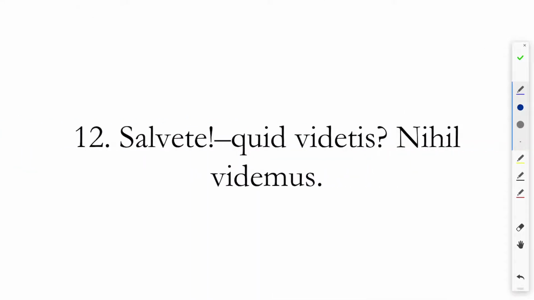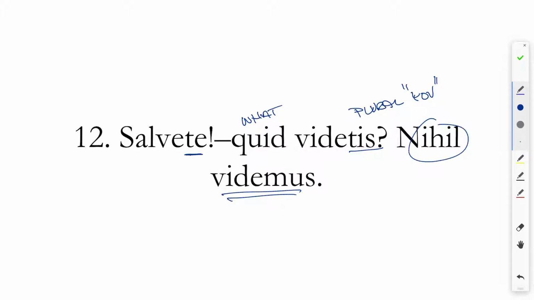Number 12, salvete, quid videtis, nihil videmus. Hail, salvete. And he's hailing more than one person. Hey, y'all. Quid videtis. This is just the word for what, and this is plural you: what do you all see? The response to that is we see, videmus, nihil, nothing. Again, the stem of the verb is vide. There is some seeing going on. Who is doing the seeing? You get it from the end of the verb: we are. We are seeing nothing.